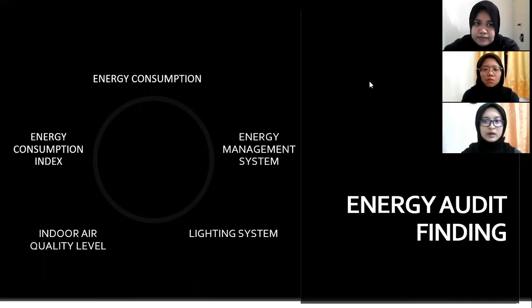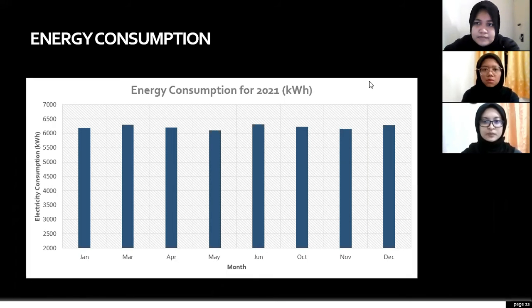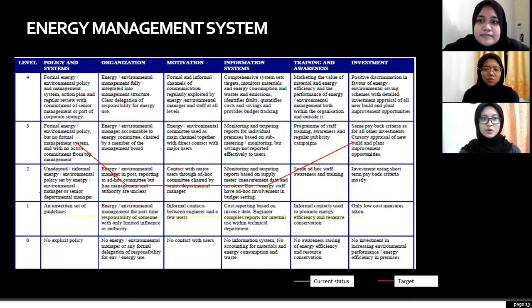Okay, for energy consumption, this is our graph. Electrical consumption for every month in 2021. So students are in campus only in the months of January, March, April, May, June, October, November, and December. So next is the energy management system.